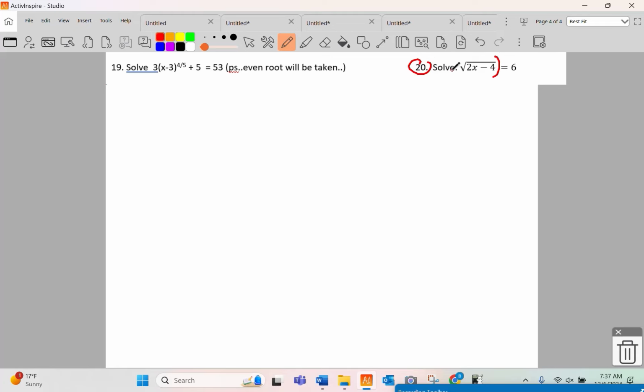The opposite of a square root is a square, kids. And if you square a square root, you get the quantity inside. We're going to add 4 to both sides. So 2x is 40. Divide by 2. And my x value is 20. There you go.